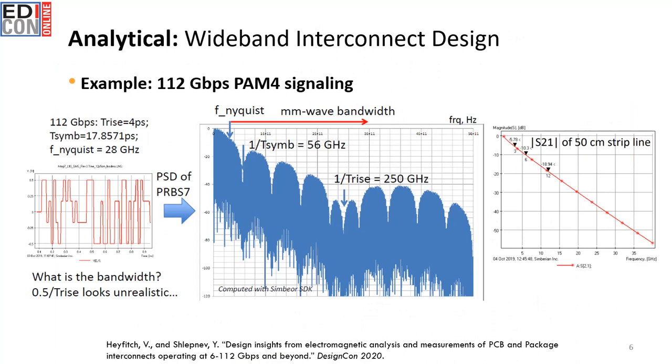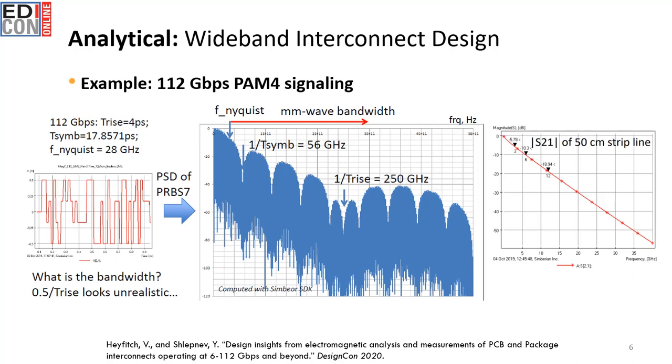So why do we need to consider a broad bandwidth? Why can't we just look at one frequency? Well, for digital design, if you look at the power spectral density of a typical bit stream, like I've shown here from Heyfitch and Schlepnev, the power spectral density is actually spread out over a very broad bandwidth. Theoretically, the bandwidth goes out to infinity.